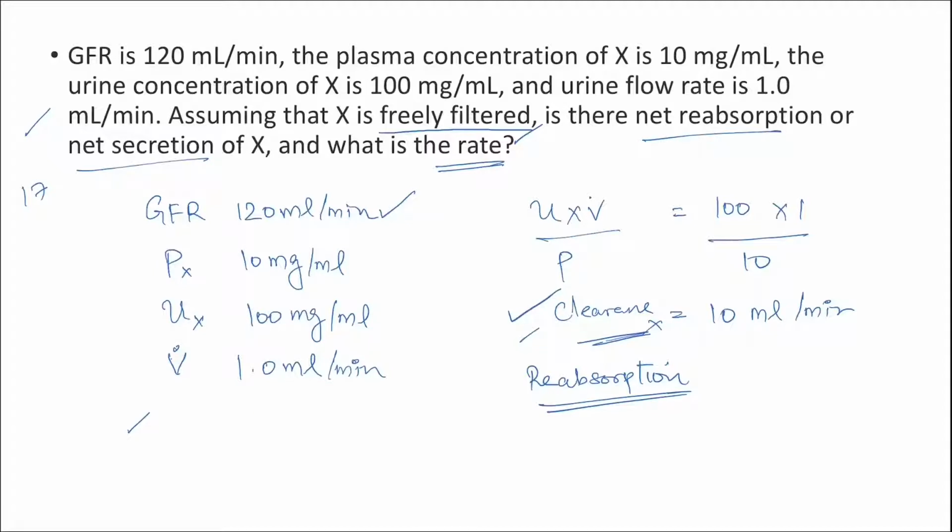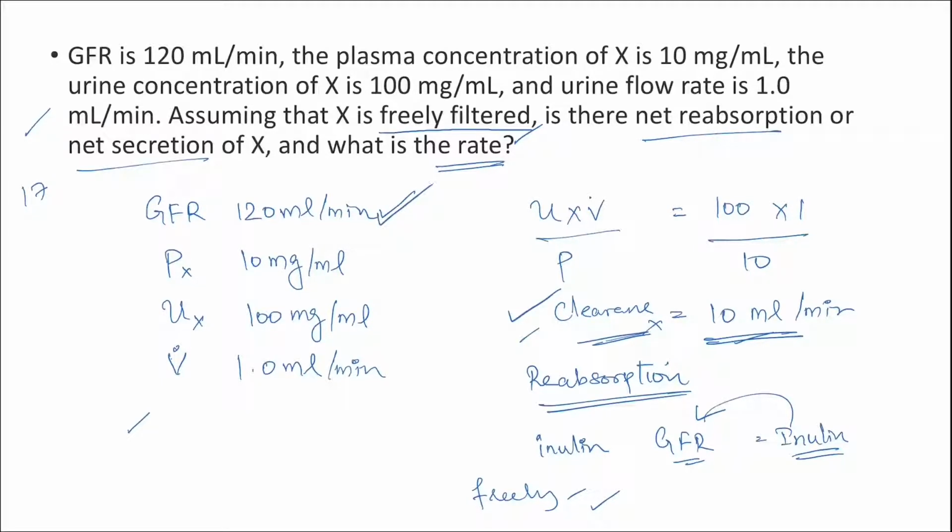And if a substance is freely filtered and the clearance value is equal to the GFR, which probably means there is no net reabsorption or net secretion. This is applicable to a substance like inulin, where the GFR is equal to the inulin clearance. Actually, we use inulin clearance to calculate the GFR. So these substances are freely filtered, and neither secreted nor reabsorbed. But in the given calculation, we found the clearance value of the substance is only 10 ml, which is much less than GFR. So we can say definitely there is a net reabsorption.